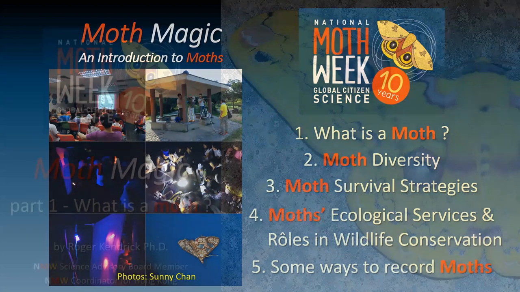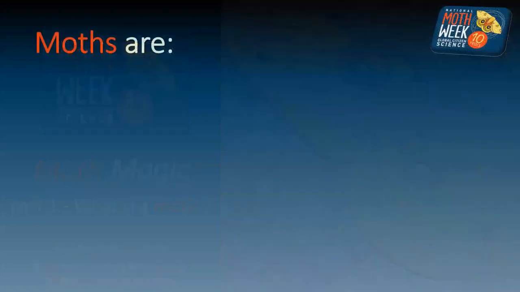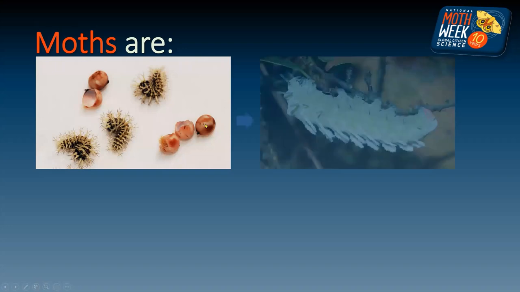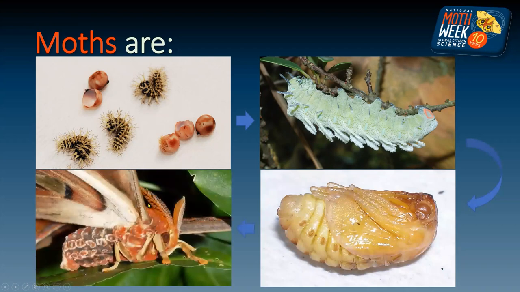Okay, first up. So what actually is a moth? Well, they are the vast majority of the order Lepidoptera, the butterflies and the moths. Lepidoptera being scale-winged insects, they are holometabolous, that is, they have a four-stage life cycle. So here you go, four stages: eggs, larva, to the pupa, and then to the adult. Noting that the pupal phase might be naked, as in the photo here, or might be with a cocoon made of silk.